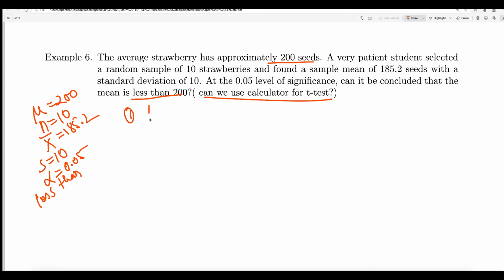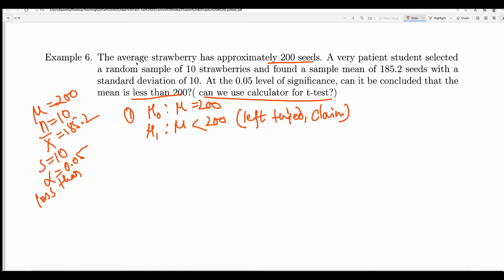So number 1, H0 is mu equals 200. H1 is mu is less than 200. This is the claim. So left tail test. And this is the claim because it doesn't say that somebody claimed that the population average is 200. It doesn't say that way. That's why the alternative hypothesis is the claim here. Left tail test, and this is also the claim.